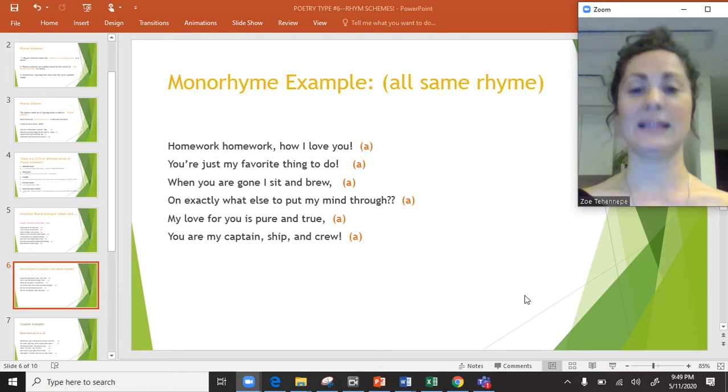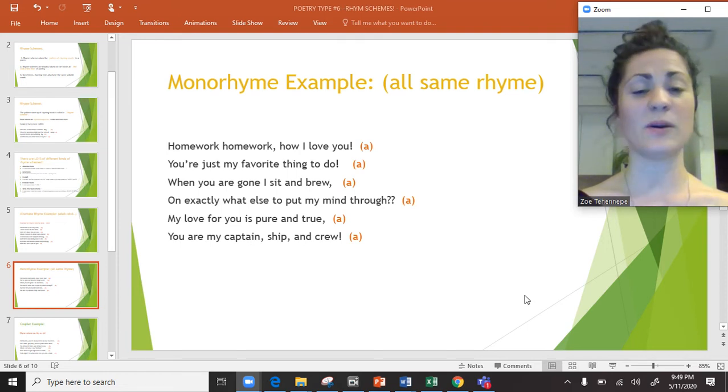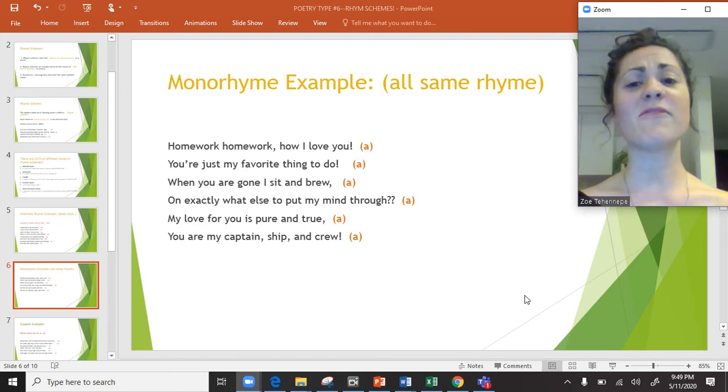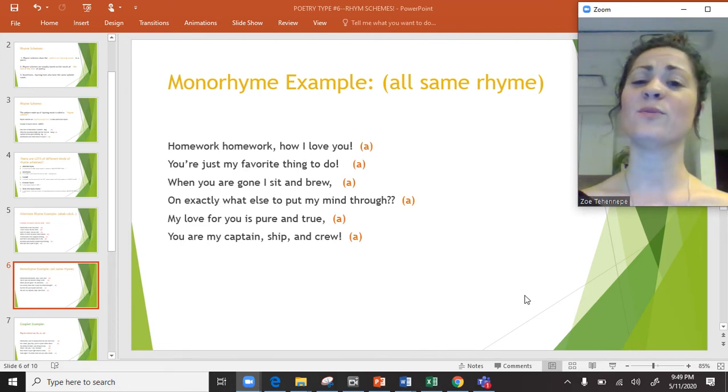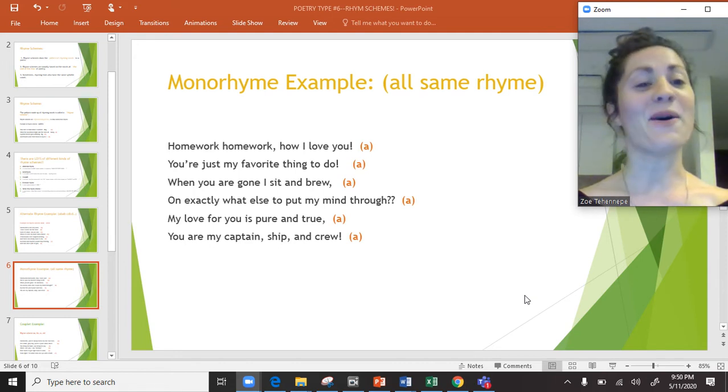Homework, homework, how I love you. You're just my favorite thing to do. When you are gone, I sit and brew on exactly what else to put my mind through. My love for you is pure and true. You are my captain, ship, and crew.